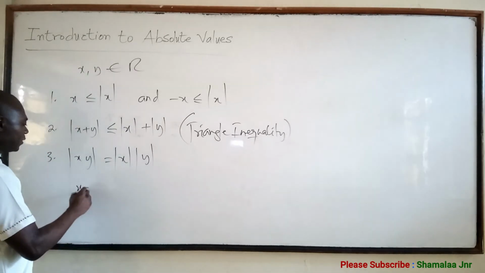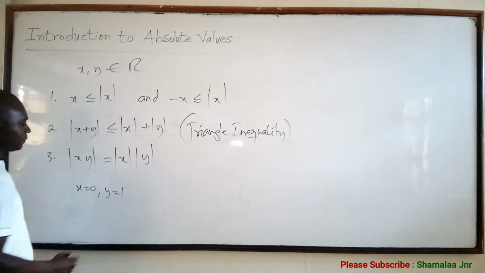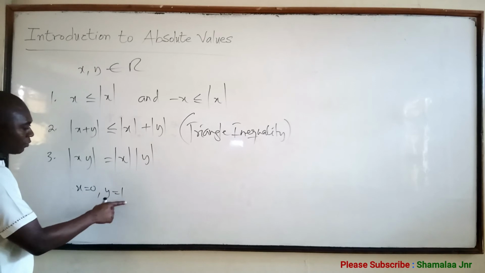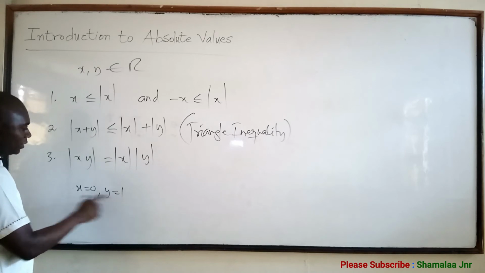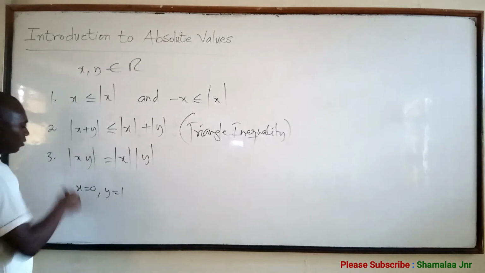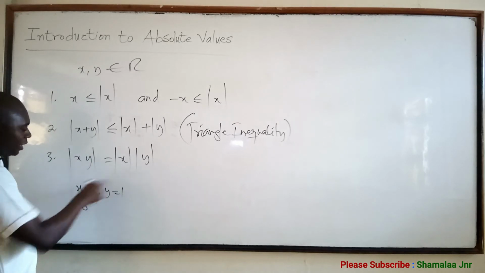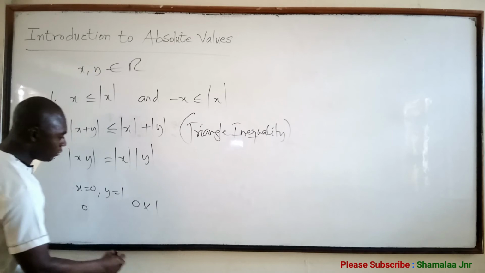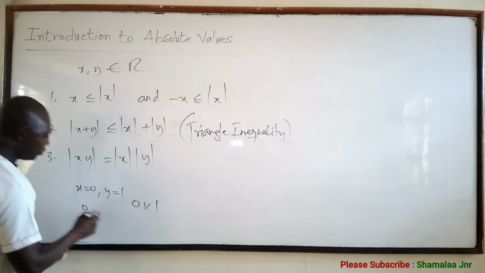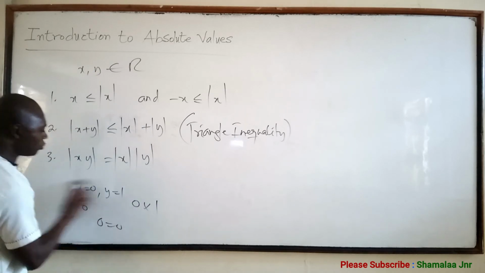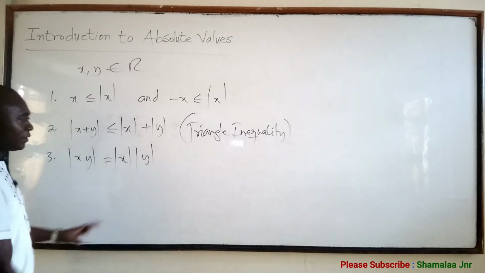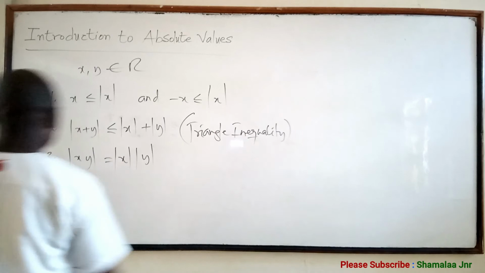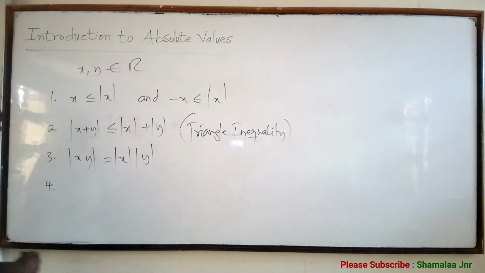Now, if x is equal to 0, y is equal to say 1. x times y will be 0 times 1, and that will be 0. Absolute value of 0 is 0. When you come here, absolute value of 0 is 0 times absolute value of 1, which is 1. 0 times 1 is 0. So 0 is equal to 0. So this is true, isn't it? Yes, this is true. But you can prove this rigorously.